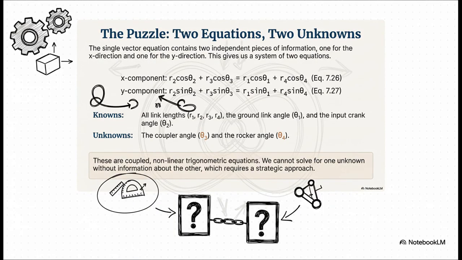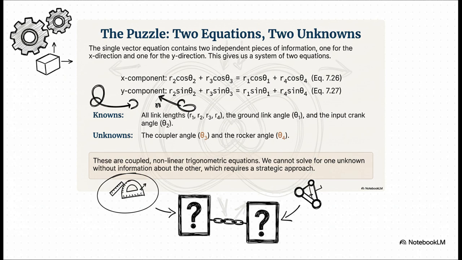And here's where things get really interesting. That one vector equation, it's actually hiding two separate equations inside of it. You've got one for the horizontal, or x direction, and another for the vertical, y direction. Now, we know all our link lengths, right? And we know the input angle, theta 2.